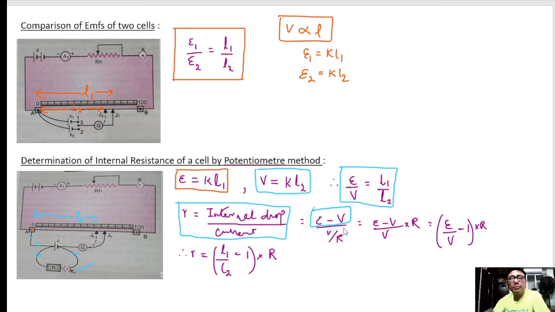This is the internal drop by the current. So what is the current? Current is V by R. Okay, so now using this relation, we are getting this: E by V was L1 by L2. So this is the relation for finding the internal resistance of any cell using a potentiometer wire. Clear? This is the relation for finding the internal resistance using a potentiometer wire.